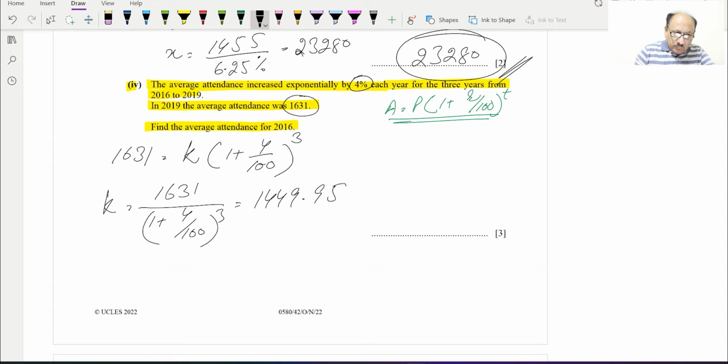1449.95. So we can write a rounded answer 1450. So 1450, this will be our final answer, and this is for 3 marks.